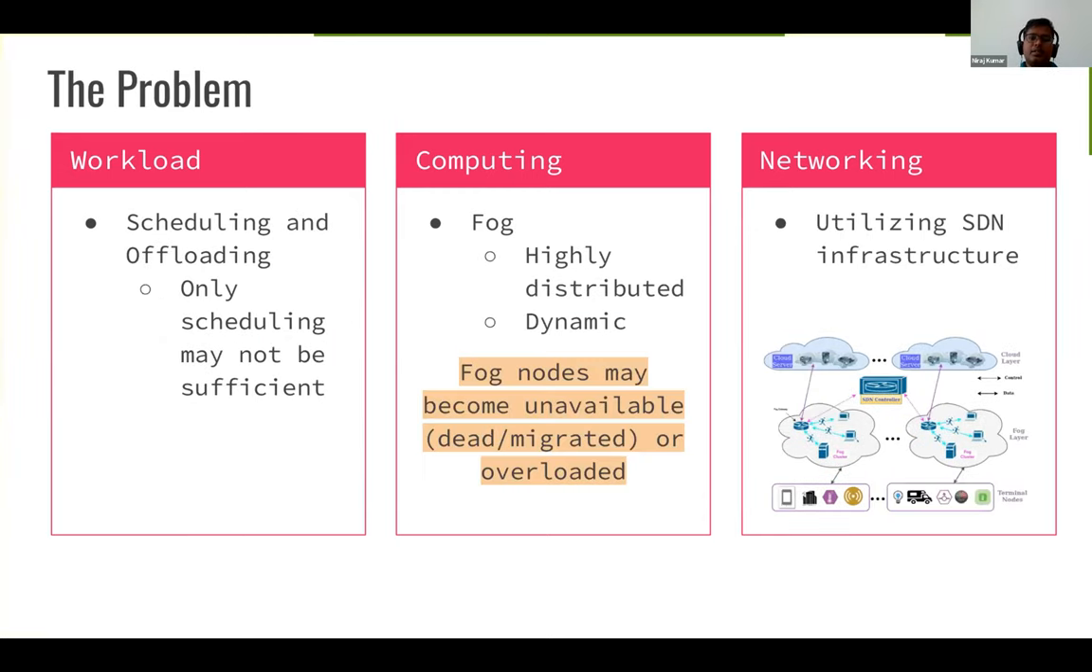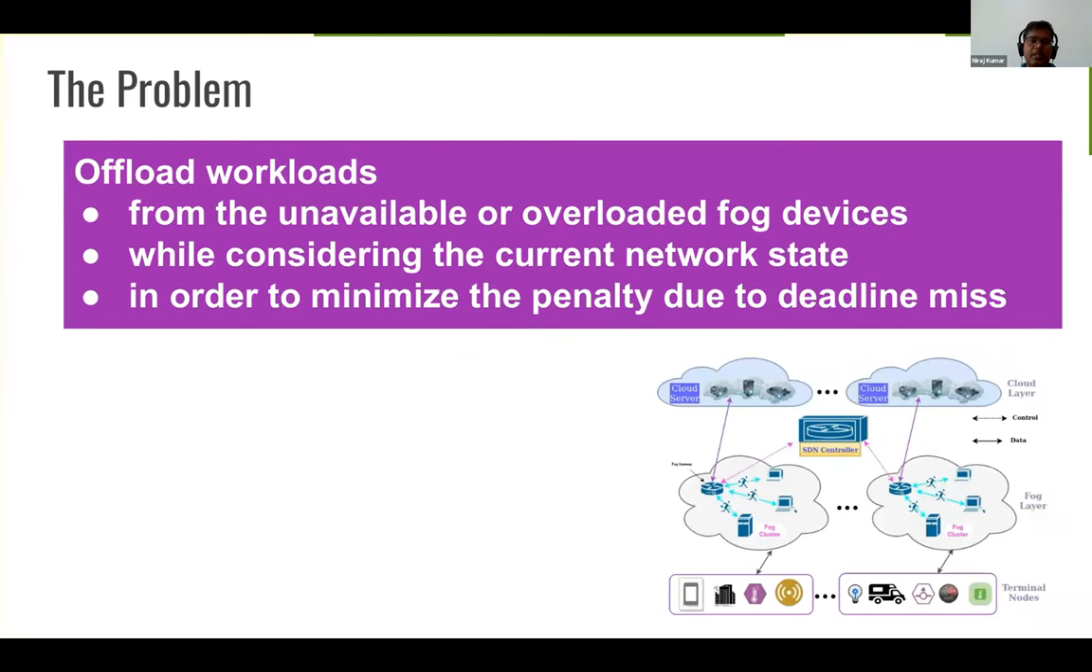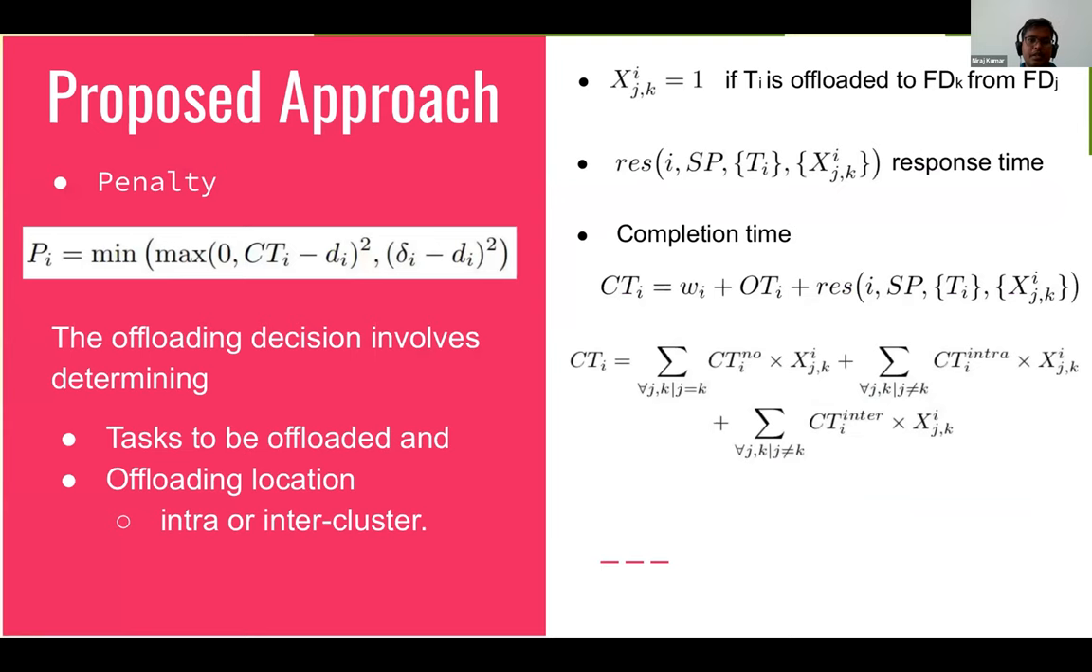But then there are certain challenges that must be resolved to take all the advantages. For example, for the workloads, scheduling is now not sufficient. We need to have some kind of offloading because the fog devices are highly unpredictable. They may become unavailable, like they're dead, or maybe migrated if they have mobility, or they may be overloaded. So we must have some kind of offloading. With this motivation, in this work we are exploring offloading techniques from unavailable or overloaded fog devices. The objective is to minimize the overall penalty due to deadline misses. For this problem of offloading decisions, we need to determine which task will be offloaded and the offloading location. These are the two sub-problems that we need to solve.